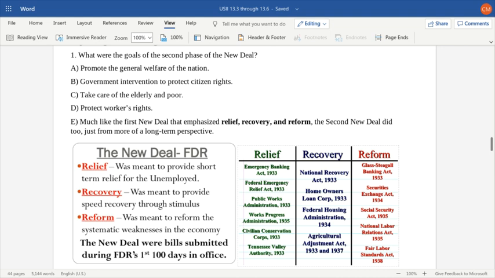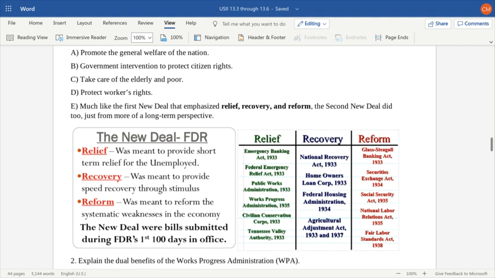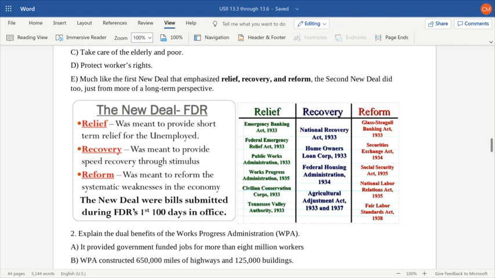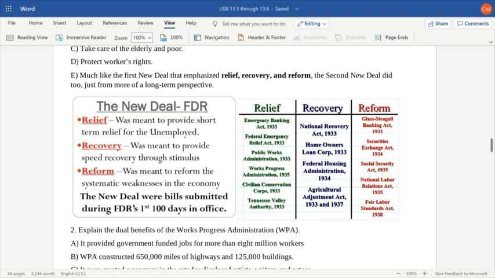Recovery is meant to provide speedy recovery through stimulus, to rebuild and repair in many ways the economy. And then reform will be programs that are designed to make permanent changes. So anything that's a reform, it's quite possible that some of the reforms are still in effect today. And we have a little list of different programs there that fit in those different criteria.